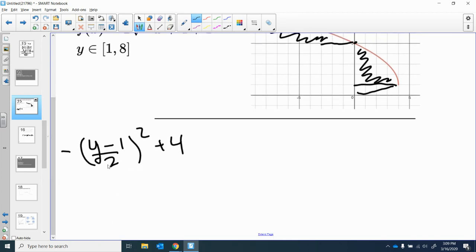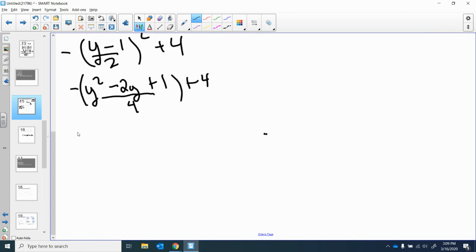Before I do that, though, I'm going to clean this up here. I'm going to expand out. So here I'm going to get y squared, don't forget my brackets, y squared minus 2y plus 1 all over 4. Tack on a plus 4 there at the end. I want to make sure that I expand properly here. So here I'm going to have negative a quarter y squared, and plus 1/2, because I'm going to distribute this negative as well. So plus 1/2 y minus 1 quarter, and then plus 4.